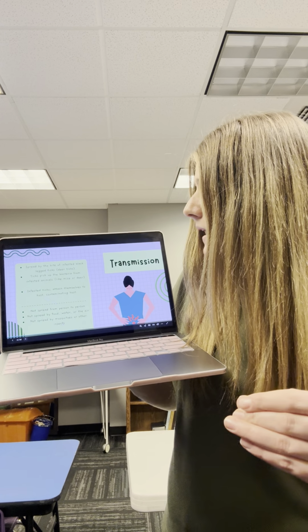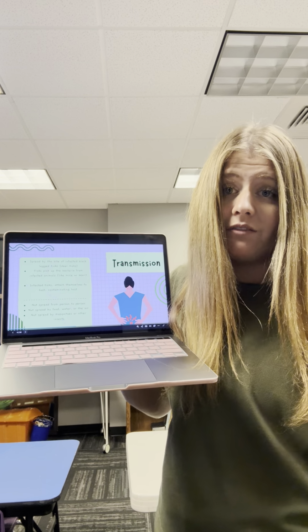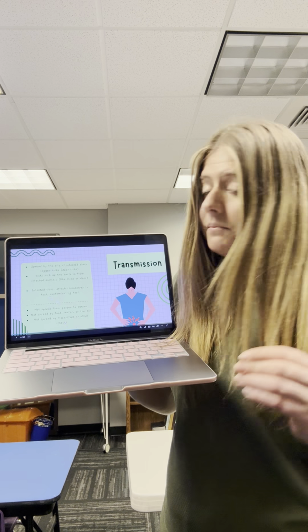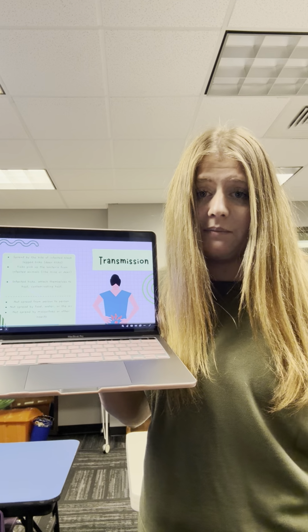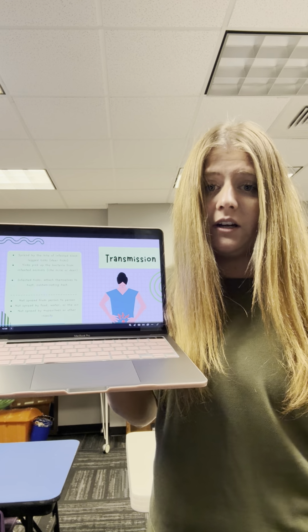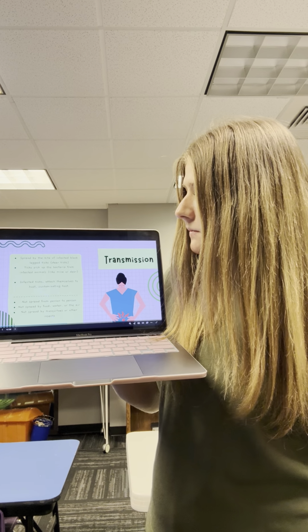So ticks pick up the bacterium from infected animals like mice or deer, and these ticks are often called deer ticks. And then they go on brushing by a human. If a human or even dogs are also capable of picking up these ticks, they brush by them and then they attach themselves. And when they are feeding off of their host, they inject the bacterium in their host.